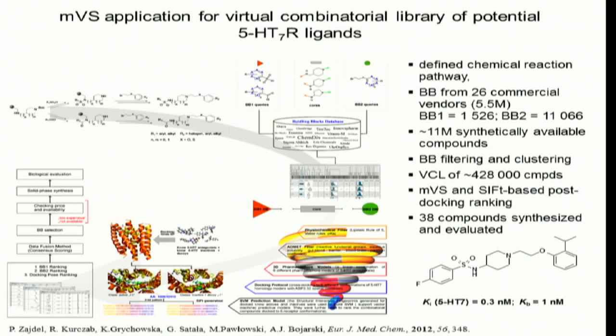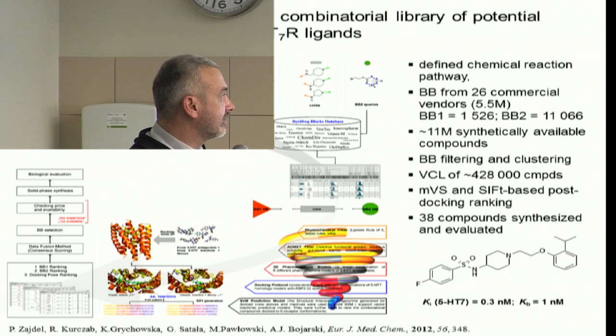Coming back to this virtual combinatorial library screening, here is the reaction path, and here are 3 components. The compounds consisted of 3 parts, but the core part in the middle was represented by only 4 substructures, and there were a lot of building blocks on the left and on the right. We only collected building blocks from 26 commercial vendors. There were like 5.5 million compounds, but we then narrowed down the space of the building blocks. Finally, instead of 11 million synthetically available compounds, we ended up with 500,000 compounds in the virtual screening library.